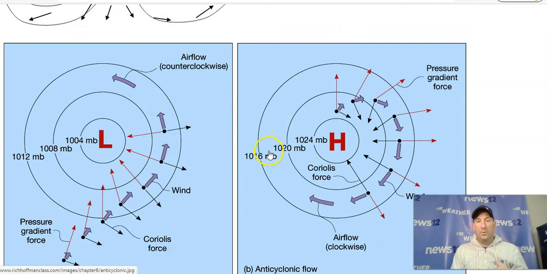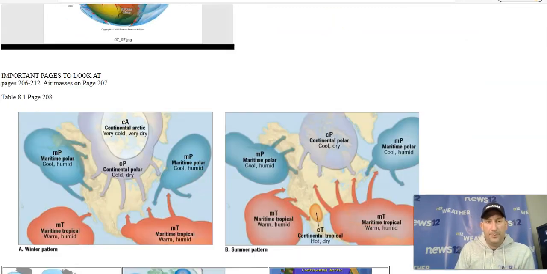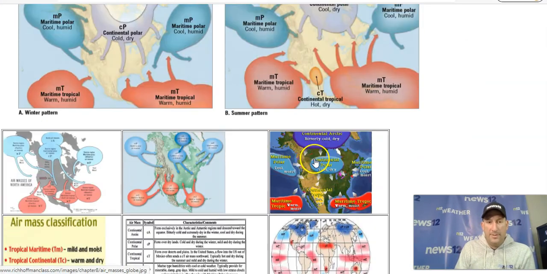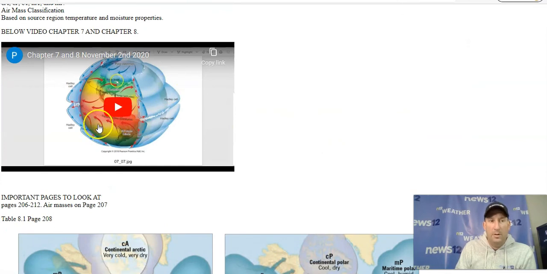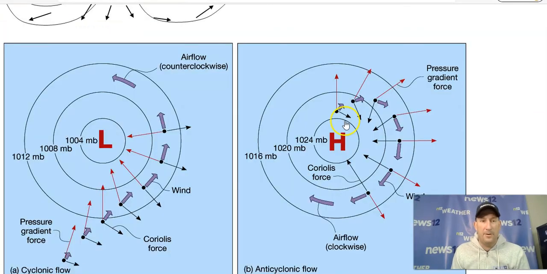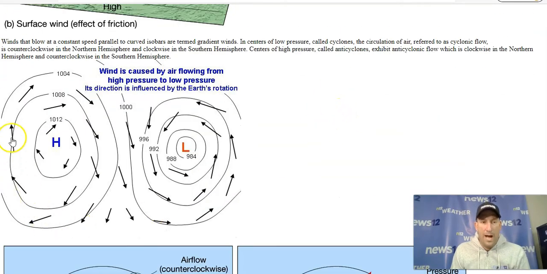So make sure you kind of look at chapter 8 and go over the air masses. Take a look at that previous video. Chapter 8 is on the second part of chapter 7. Make sure you go over that. Understanding that global wind flow. Look at chapter 6 and make sure you understand how everything ties together, of how the wind is flowing around high pressure and low pressure.